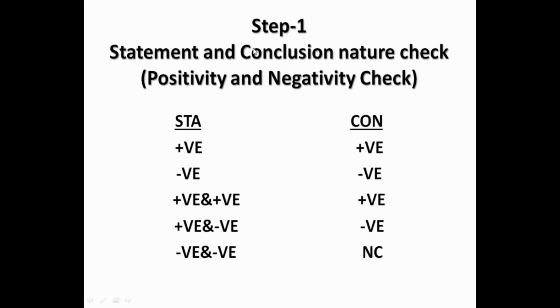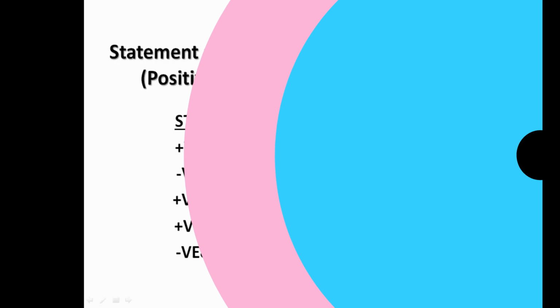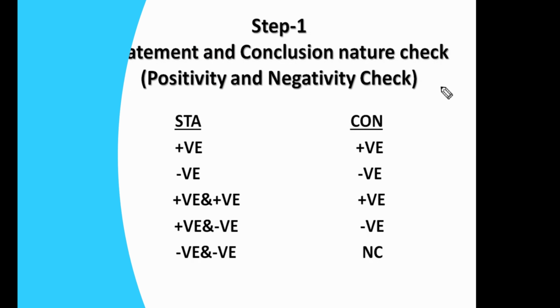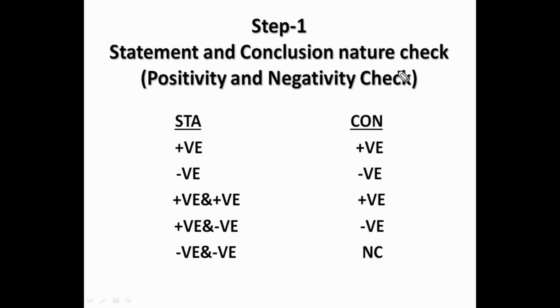We can solve the questions without Venn diagram using the 150 method in three steps only, and the fourth step is the mandatory step for every question. See the first step. In the first step, we check the nature of the statements and the nature of the conclusion, nothing but positivity and negativity checking.